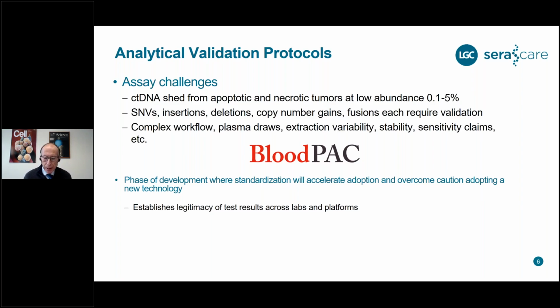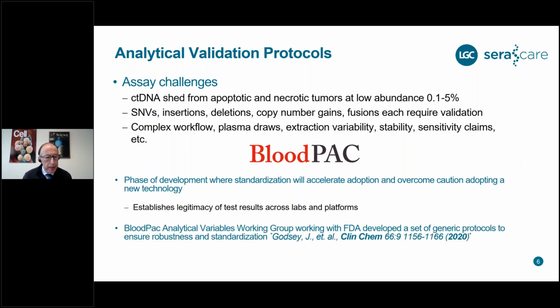So BloodPAC is a multi-faceted organization with members from regulatory agencies like FDA, clinical laboratories, IVD manufacturers, next generation sequencing manufacturers, and organized to help standardize and advance NGS testing.